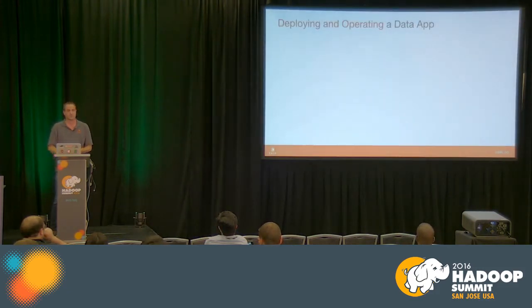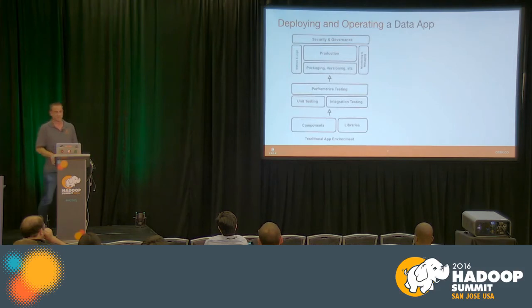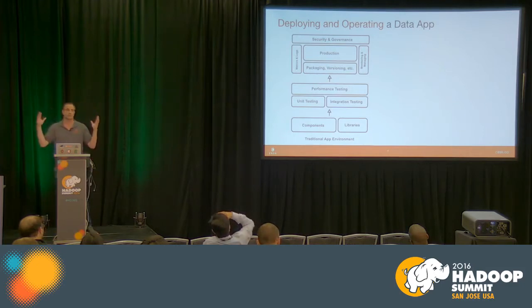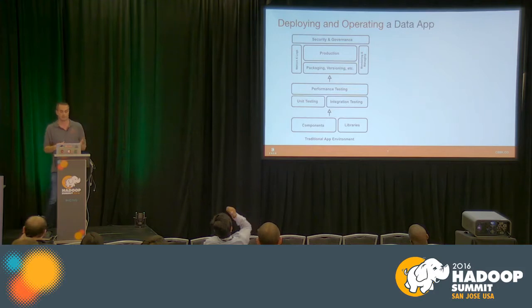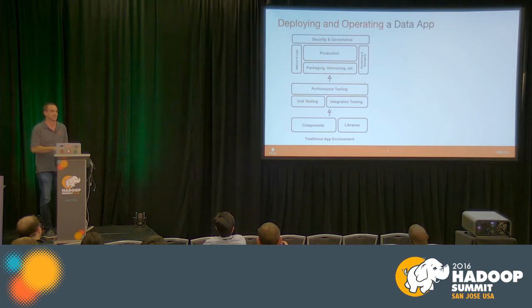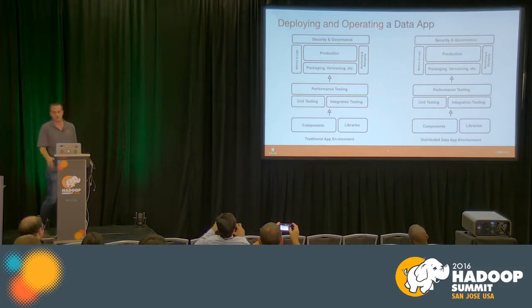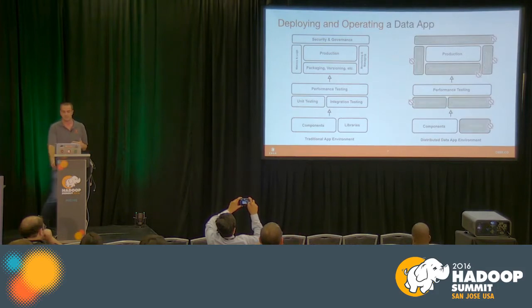If you look at the other side of this, not the development of it, but actually what it takes to deploy and operate a data application, it starts down here with the individual components and libraries, moves up through all the unit testing, integration testing, performance testing you have to do, and then gets into production, where you have to deal with security and governance. You'd have to do monitoring metrics and logs, packaging, versioning, deployment, all of these different kind of production concerns. Well, you still need those in a distributed application environment, but if you look at what you are getting from a Hadoop distribution or cloud today, you're really lacking in a lot of these different areas.